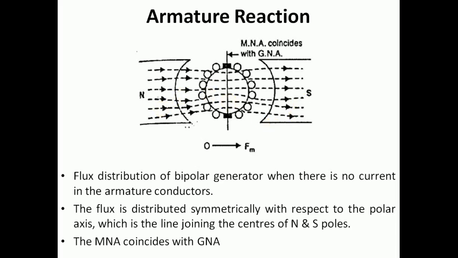In this diagram we have considered the situation that there is no current flowing through the armature conductors. Armature conductors are represented by these rounds here. See, these all are the armature conductors, and we have considered the case of no load. No load means there is no current flowing through these armature conductors.